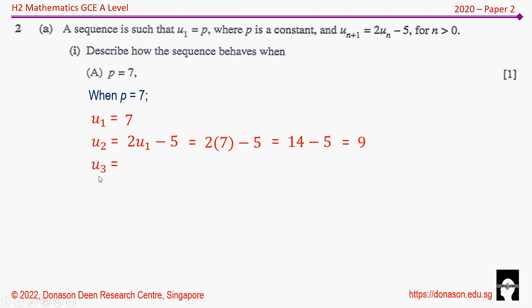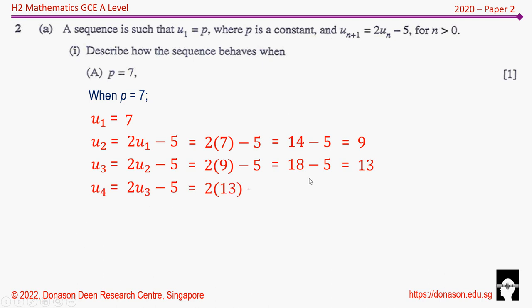So what happens when you go to u3? It would be twice u2 minus 5. So twice your u2 value, which we worked out in the previous step is 9, so let's replace it. Twice 9 is 18, you subtract 5, and that is 13. So again it's increasing. Let's look at u4. It should be twice u3 minus 5, so twice 13 minus 5, and twice 13 is 26, and if you subtract 5 it becomes 21. And if I just keep continuing, 7, 9, 13, 21, you can see it just keeps increasing all the way.